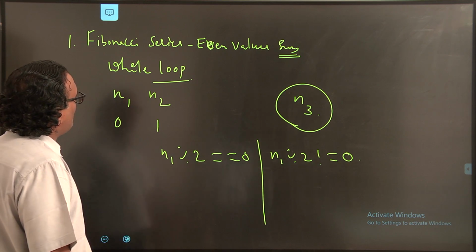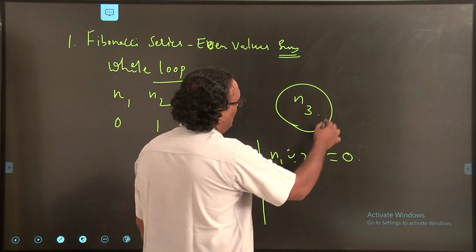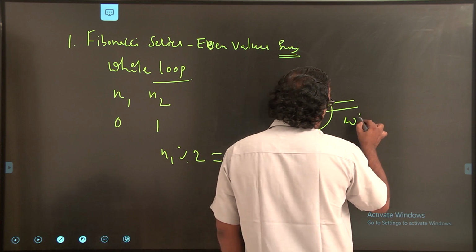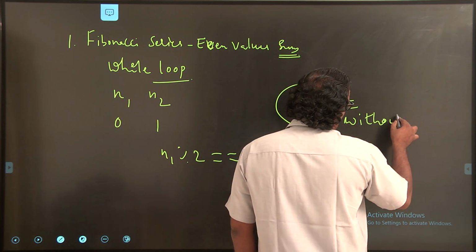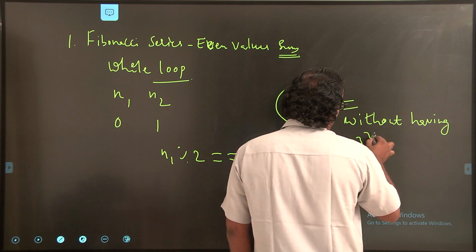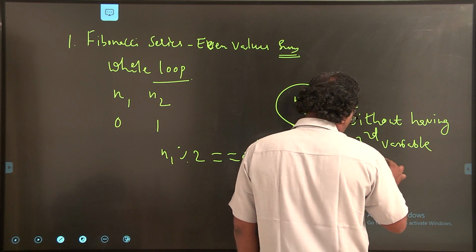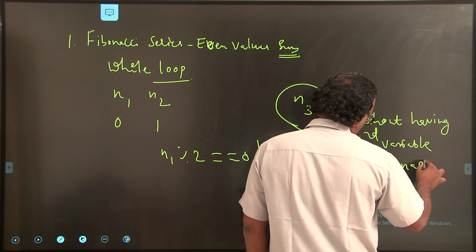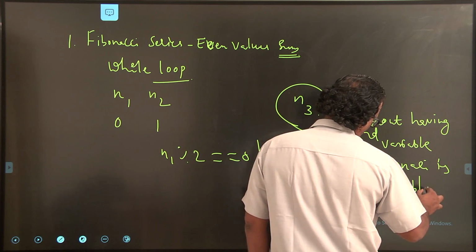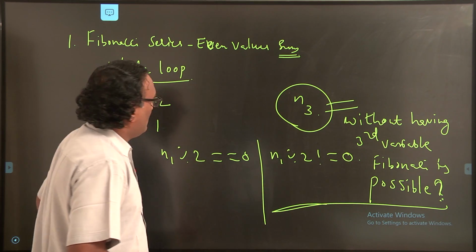Do you think we can do this without having a third variable n3? Think of it. Is Fibonacci without a third variable possible? Question mark. Okay. I'll stop here and thank you.